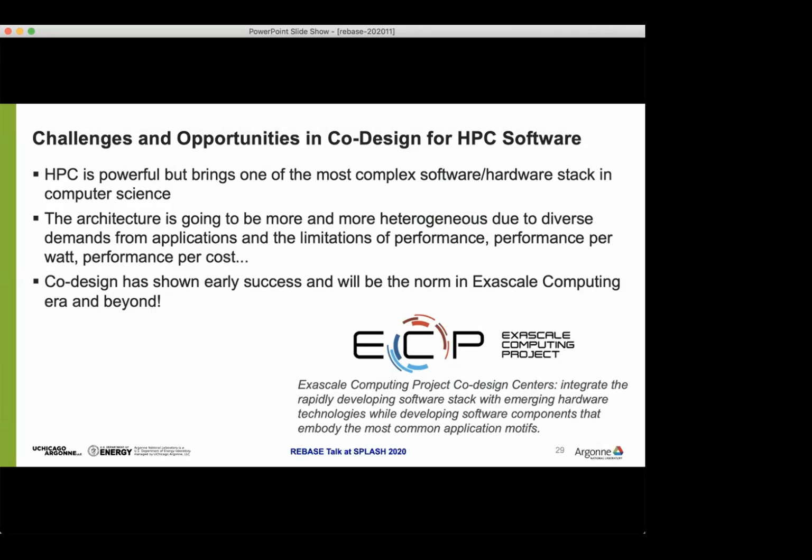One example is the ECP, the Exascale Computing Project, funded by the Department of Energy. There are actually co-design centers. They combine teams from applications and runtime systems to make the most important DOE applications co-designed and get efficient performance on exascale supercomputers. So this kind of approach will become the norm in the near future, for exascale computing and beyond.